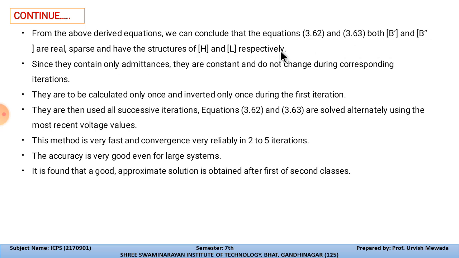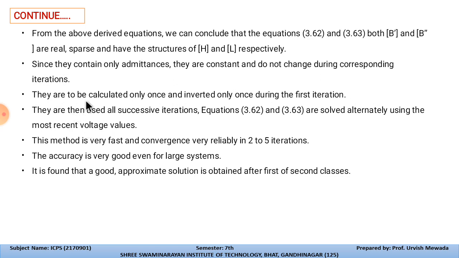We already discussed what a sparse matrix is. And since they contain only admittances, they are constant and do not change during the corresponding iterations, and they are to be calculated only once and inverted only once, during the first iteration. This is the point that we need to keep in mind while we solve any example related to the FDLF method.